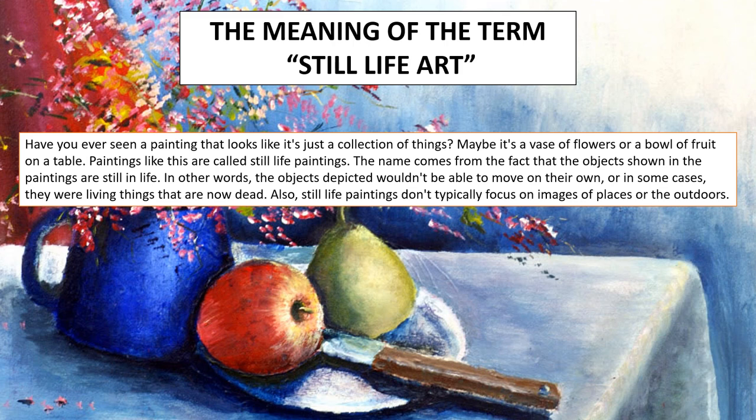The name comes from the fact that the objects shown in the paintings are things that are still in life. In other words, the objects depicted wouldn't be able to move on their own, or in some cases, they were living things that are now dead. Also, still life paintings don't typically focus on images of places or the outdoors.